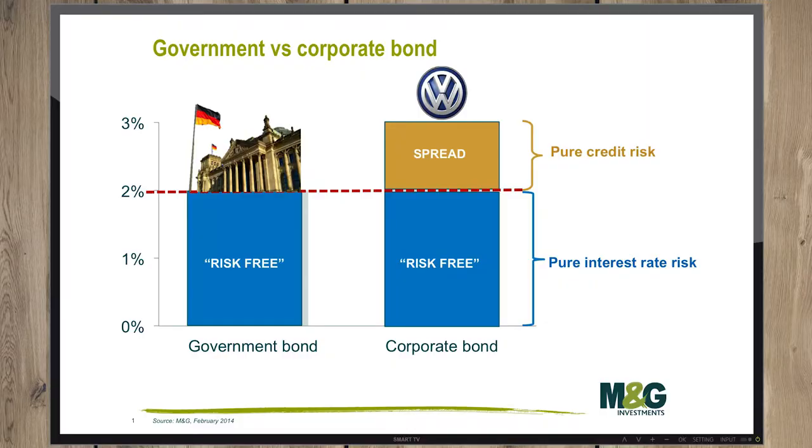So the difference between the yield of a BMW bond minus the risk-free rate will give us the risk premium of such a security. As an investor, you want credit spreads to tighten, which means a lower yield, or in other words, a higher bond price.